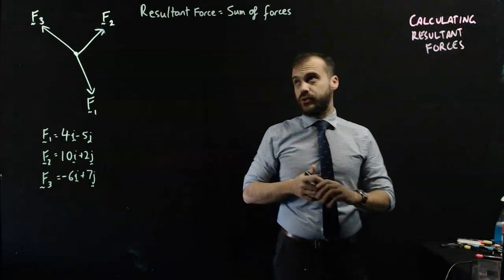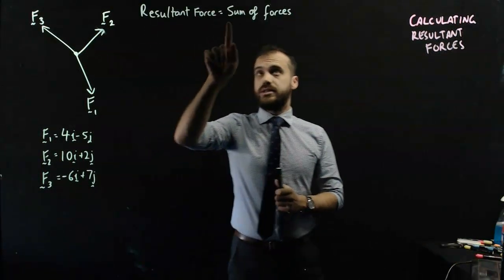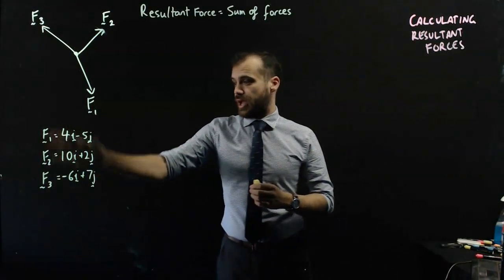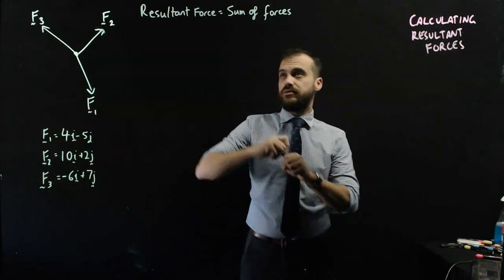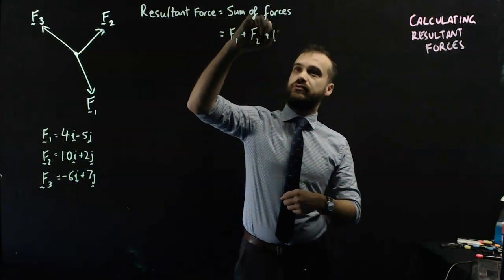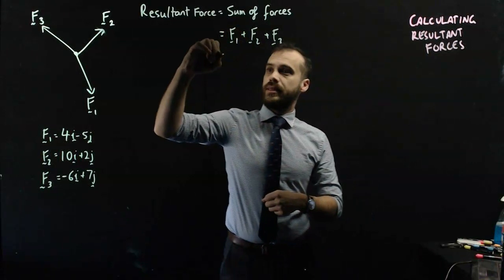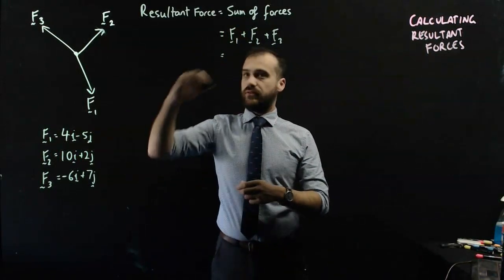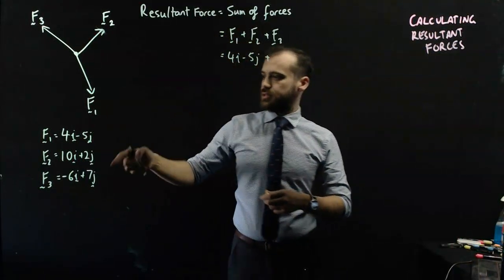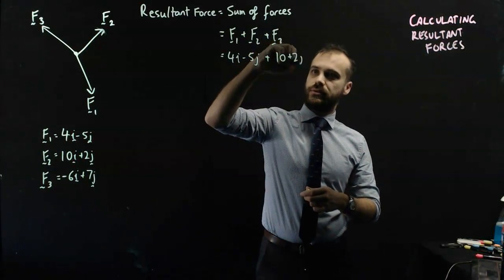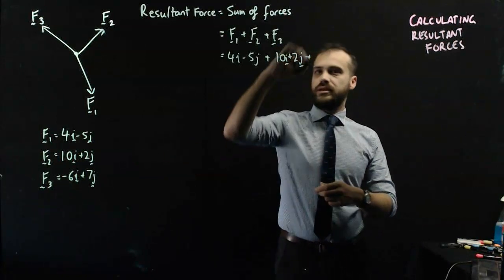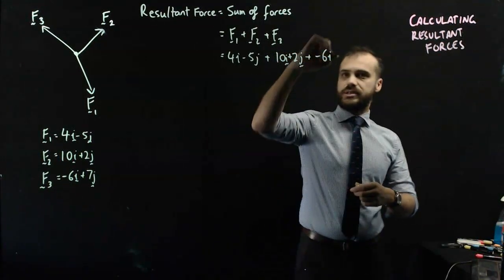And this is super straightforward. The resultant force on this object is equal to the sum of the forces acting on the object. So now we just need to add those forces together. So it's going to be really straightforward. It's going to be force 1 plus force 2 plus force 3. And we can say that that's 4i minus 5j plus 10i plus 2j plus, and you need to be a bit careful here, negative 6i plus 7j.